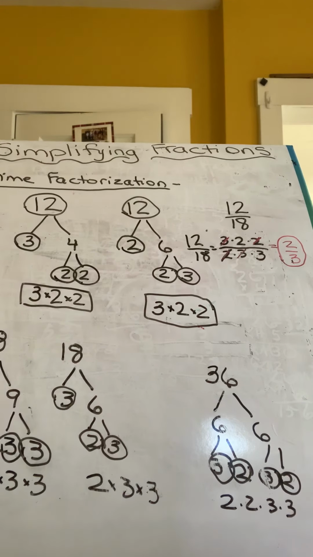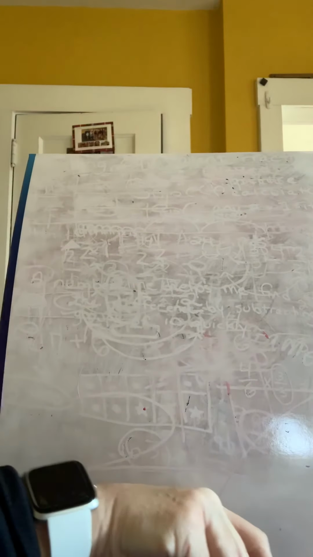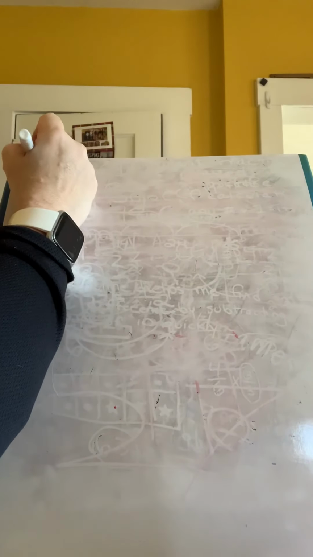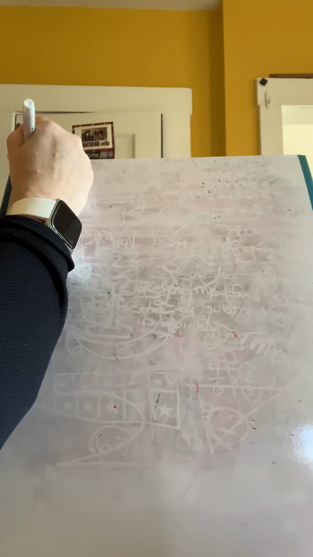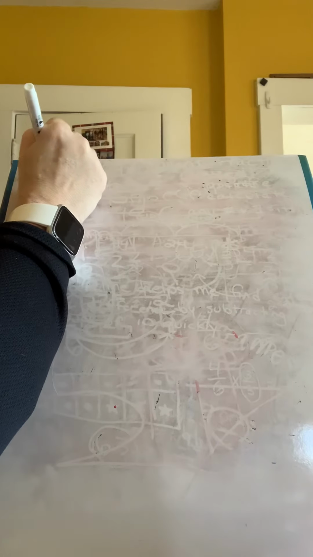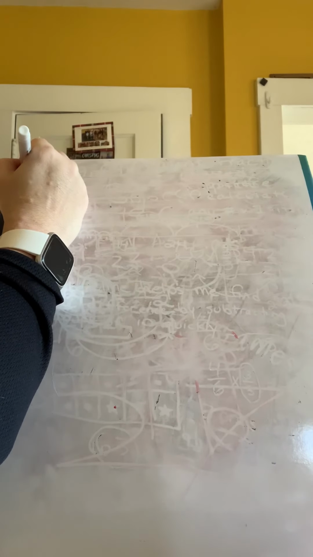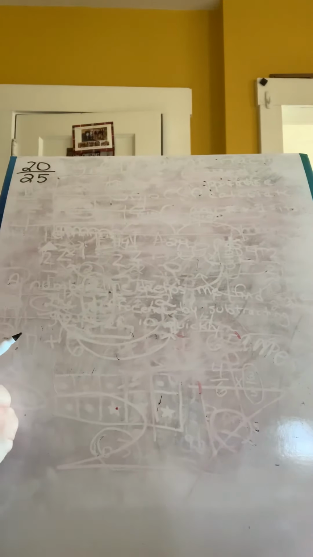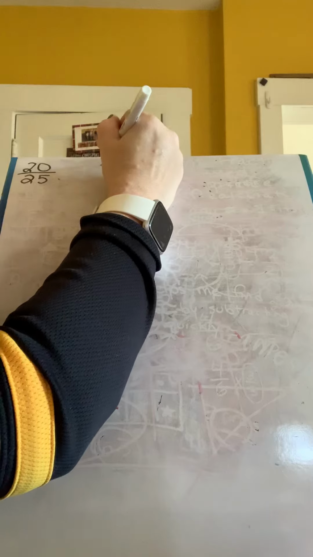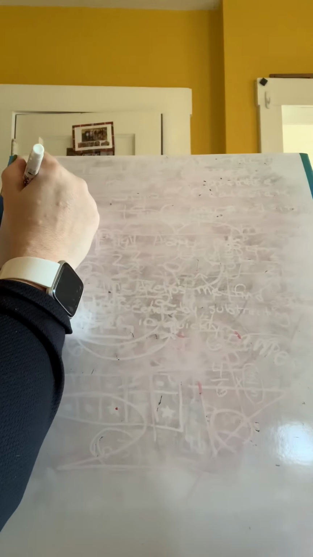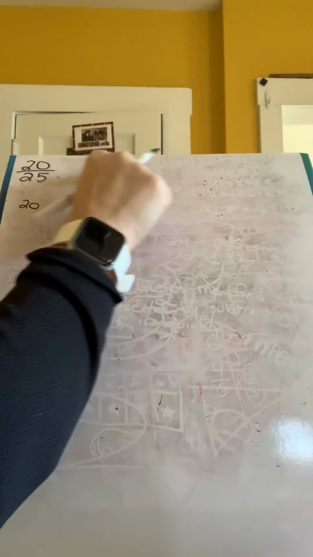Okay, let's try one more together on the other side, and then I'll give you one to try on your own. 20/25. So we're going to do the prime factorization for 20, and I'm going to put it below here so then I can continue my work up here.